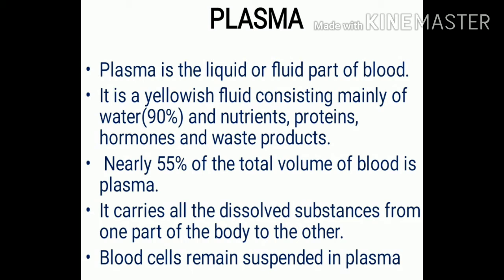Plasma is the liquid or the fluid part of blood. It is a colorless liquid and contains mainly water. About 90% of it is water, and it also contains nutrients and proteins along with hormones and waste products. Nearly 55% of the total volume of blood is plasma, and it carries all the dissolved substances from one part of the body to the other. And all the other blood cells remain suspended in this plasma.